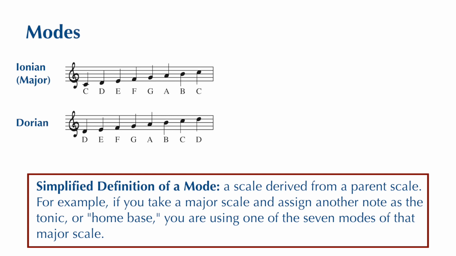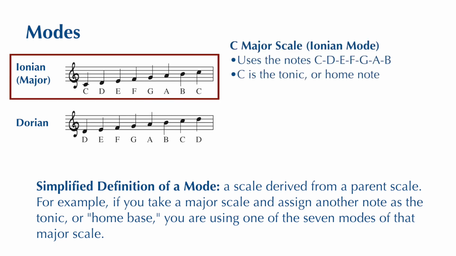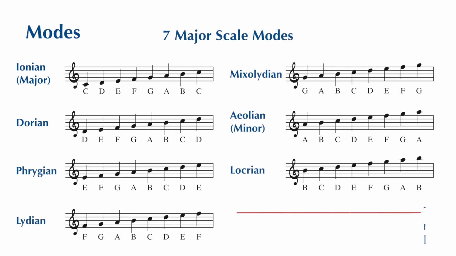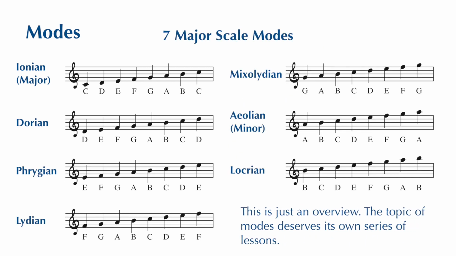The very watered-down definition is that a mode is a type of scale derived from a parent scale. For example, the C major scale as normally played is also called the Ionian mode. If you take that same set of notes but play from D to D, starting on the second scale degree of C major, you are playing the Dorian mode. And there are other modes for the major scale and for most of the other scale types as well. The topic of modes is complicated, and this is about basic music terms, so we're just going to leave it right there.